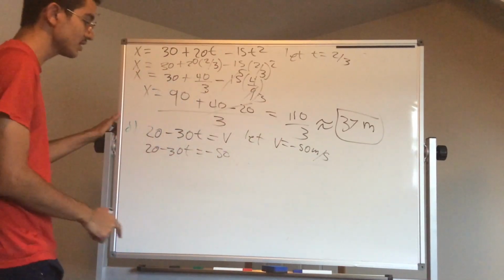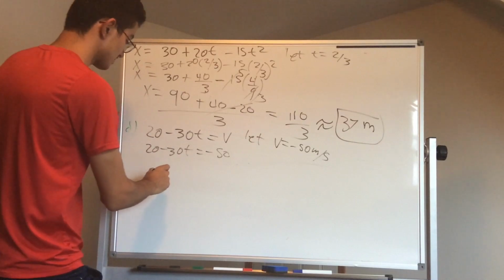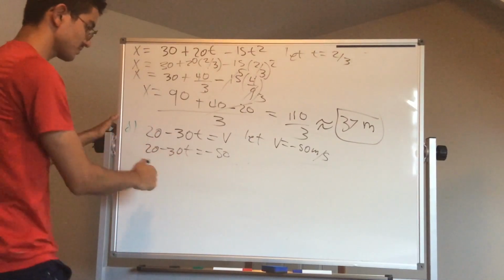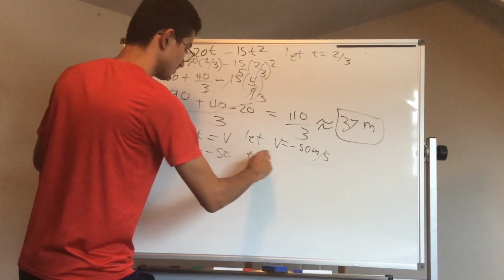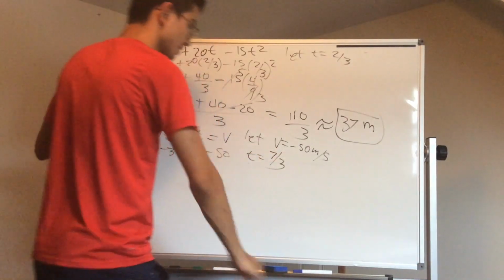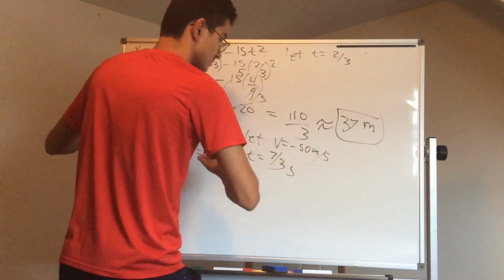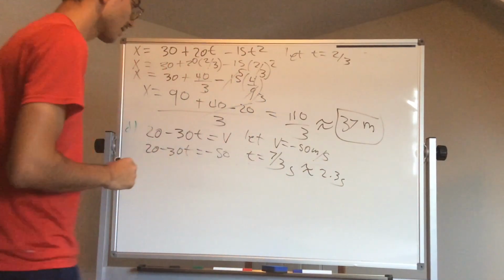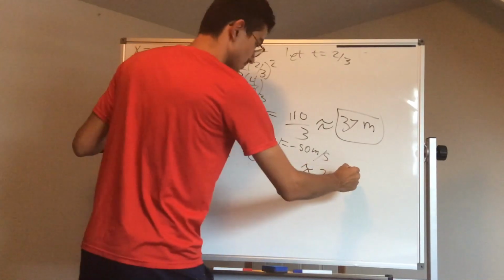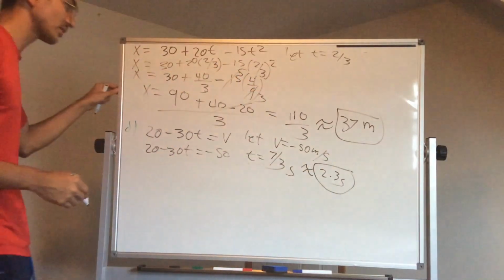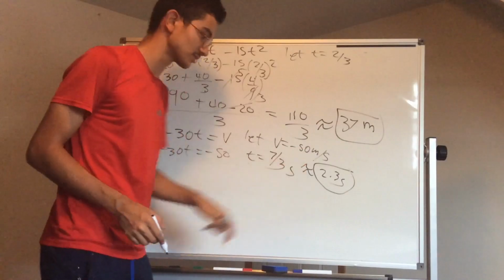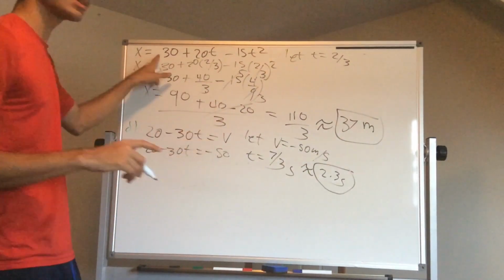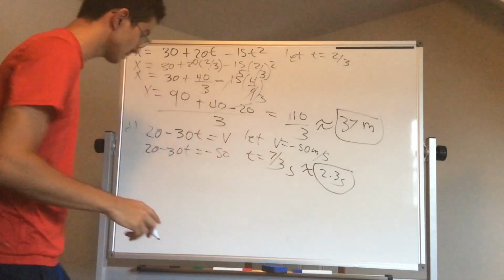Now we solve for t. We bring the 20 to the other side, we get negative 70 over negative 30, that's 7/3, so t equals 7/3 seconds, and that's about 2.3 seconds. Now we already found the time, 2.3 seconds, when the velocity is negative 50 meters per second. Now we are going to find the location using the position function given the time.